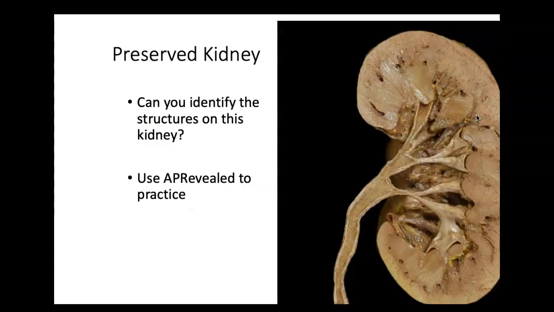I wanted to show it to you on a preserved kidney. So the idea here is for you to take something like this, and of course you have access to APR revealed. And can you identify the structures here? So you can see these would be the little pyramids and with their papillae, and see if you can take this structure and see if you can identify it all. Of course, AP revealed will also help you do that.